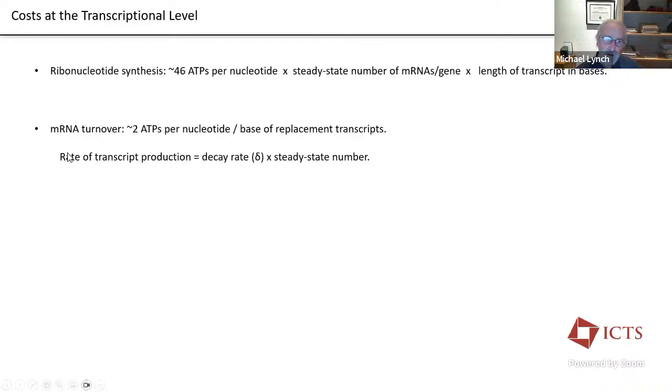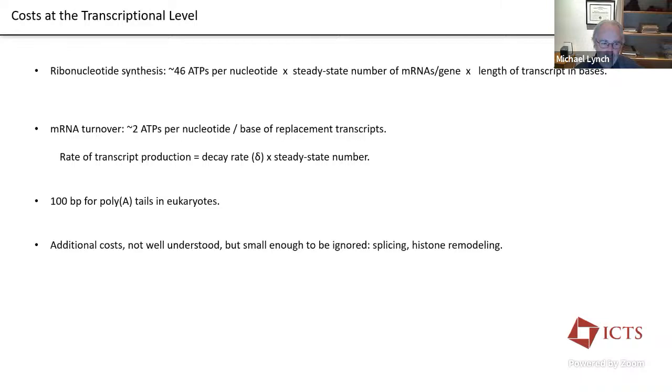We assume that ribonucleotides are recycled, but every time you make a new mRNA, you still have to invest 2 ATPs to string things together in new transcripts. In eukaryotes, there's an additional cost. We put poly-A tails of about 100 base pairs in length. So that's an additional cost that bacteria don't have to pay.